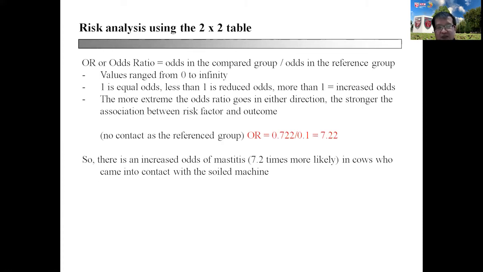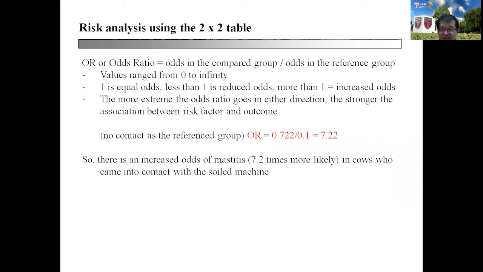When we transition to odds ratio, the concept of comparison is the same. But now we're talking about odds in a compact group divided by odds in a reference group. The range again is from 0 to infinity, with 1 denoting equal odds, whereas less than 1 denotes reduced odds, and more than 1 explains the situation whereby there's an increased odds. The more extreme the odds ratio goes in either direction, the stronger the association between the risk factor and outcome.